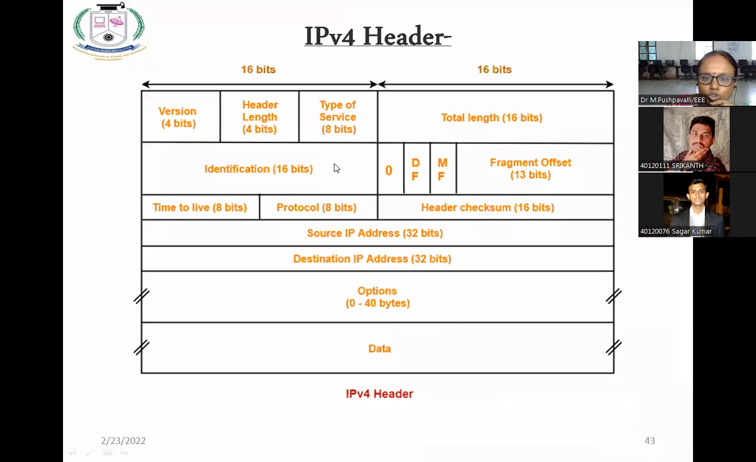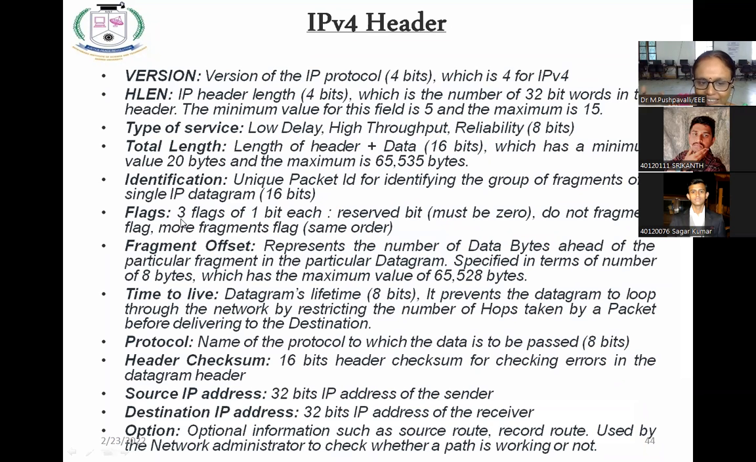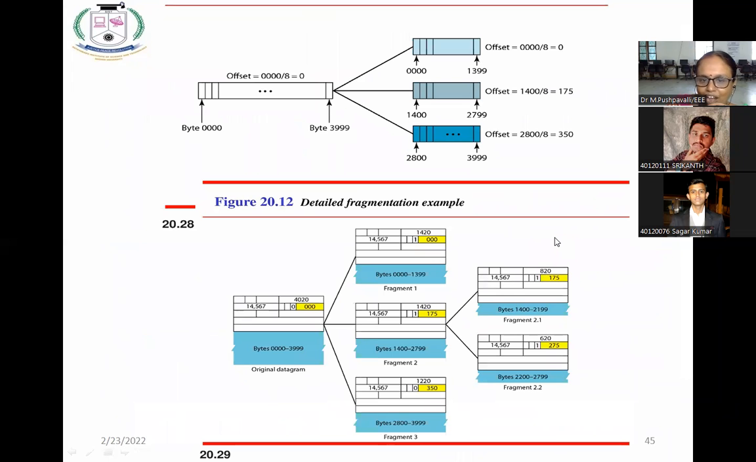The next one: when you see the version, header length, type of service, total length, the total length is 2 power 16, that is about 65,000. Then when you go to the next row of the header, identification is a unique packet ID for identifying the group of fragments. You all understand fragments. Fragment means what? My entire data packet may be of large size, so automatically it will be divided into small segments, which we call fragments. You just see how the fragment is dividing.